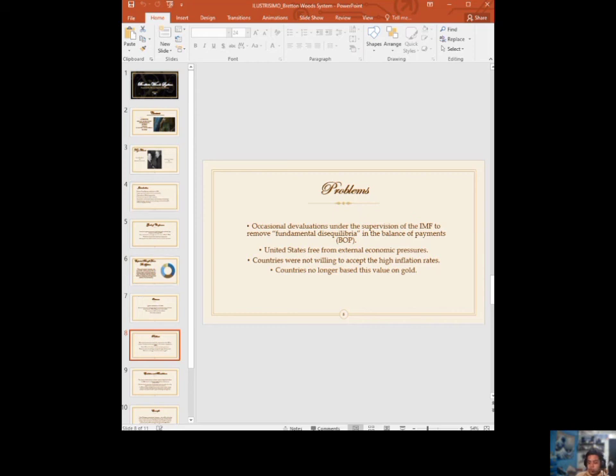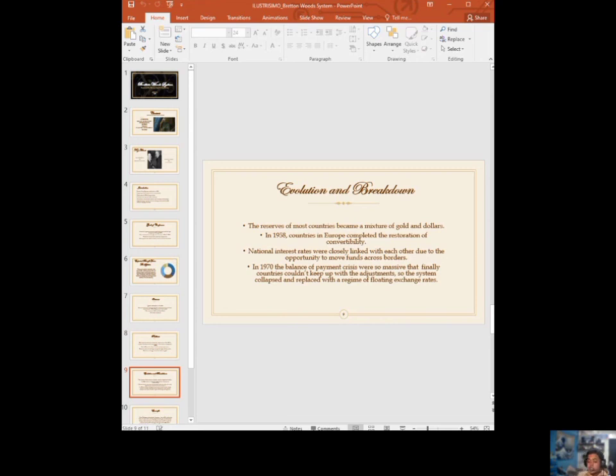So the Bretton Woods system collapsed because the monetary crisis reached its nadir or the lowest point when the United States President Richard Nixon caused the collapse of the Bretton Woods system by officially suspending the dollar's convertibility to gold on 15 of August 1971.